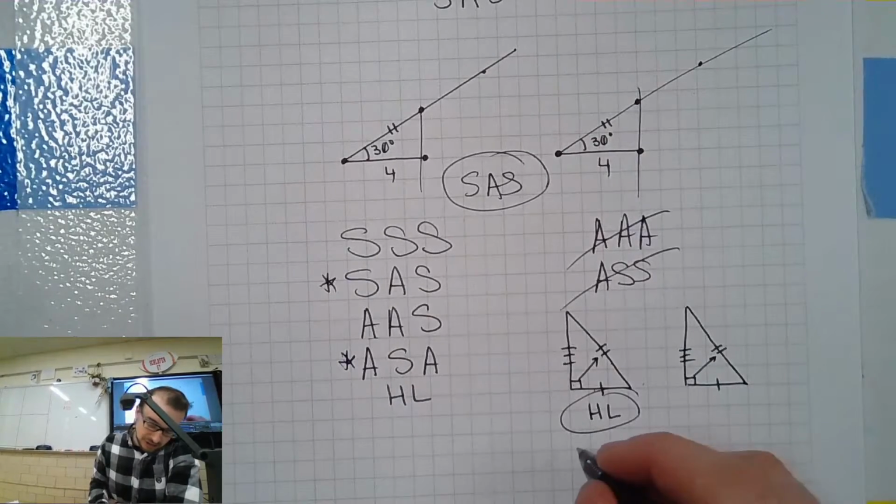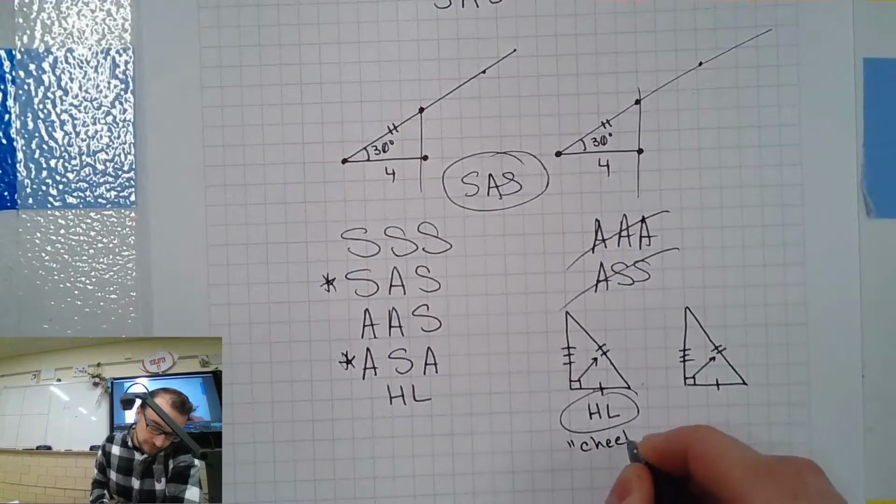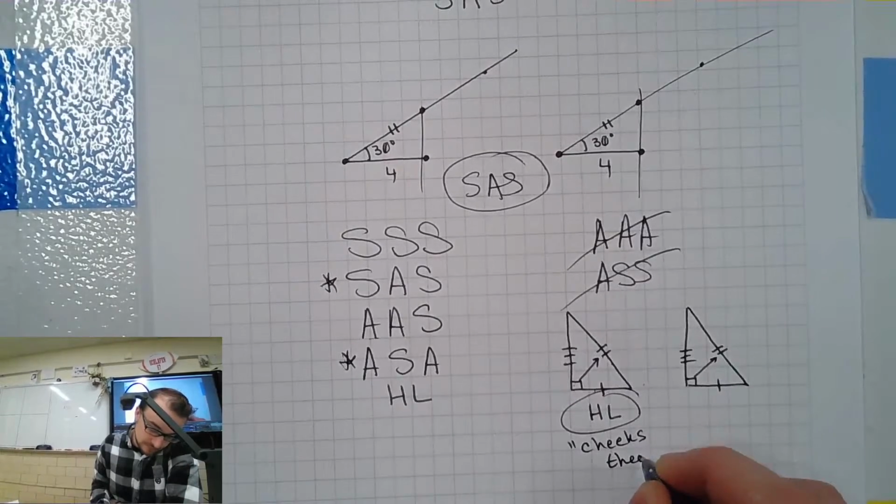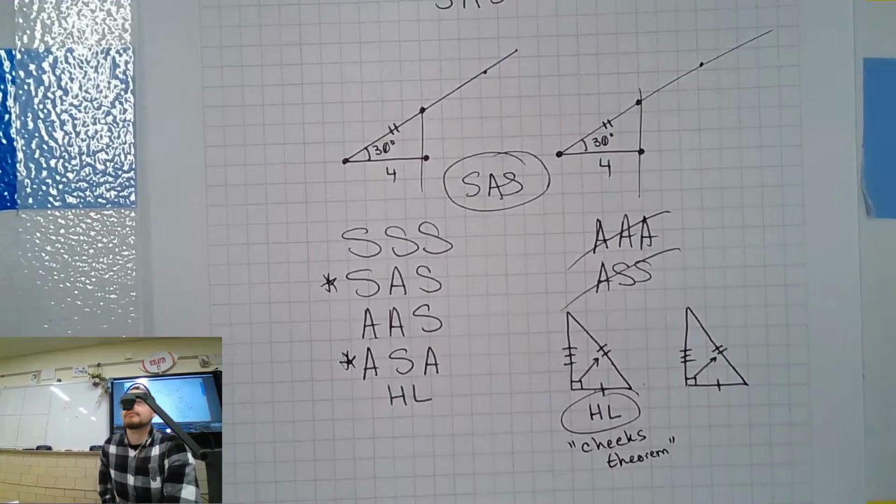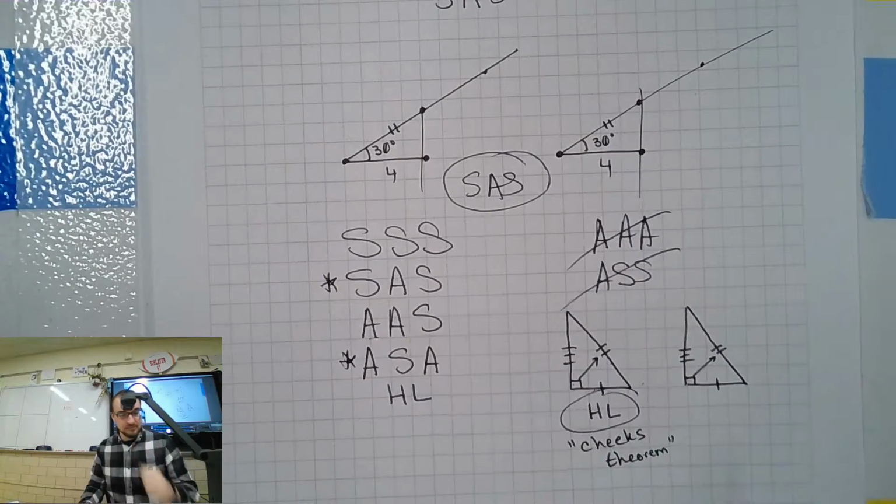Okay? Last year we called this the Cheeks Actually theorem. SSS. Cheeks. Why? Because it's ASS. That's me. HL. I got it. I caught on. This is my name. No. That makes sense. Alright.